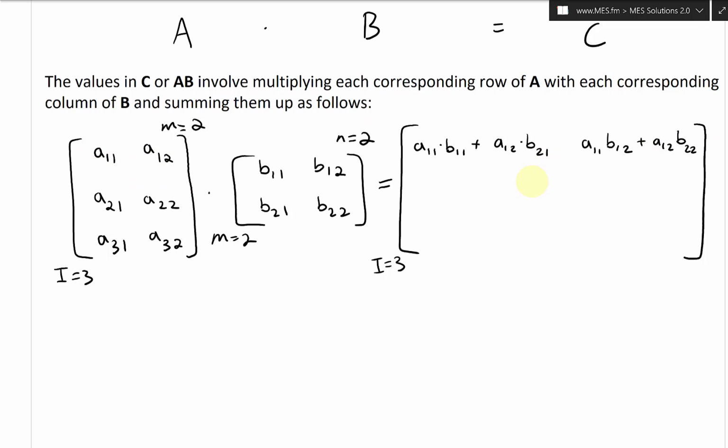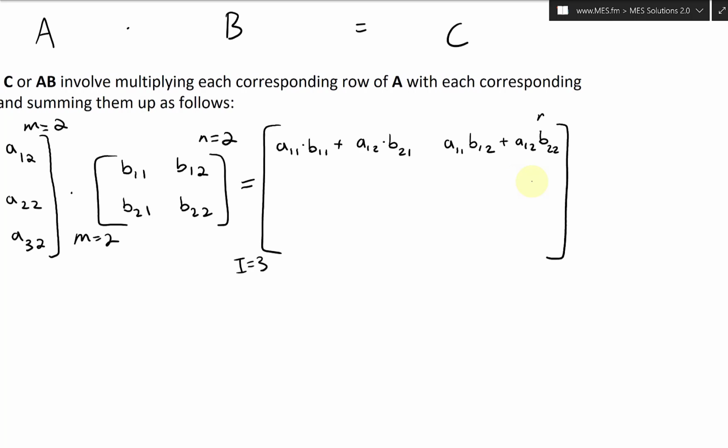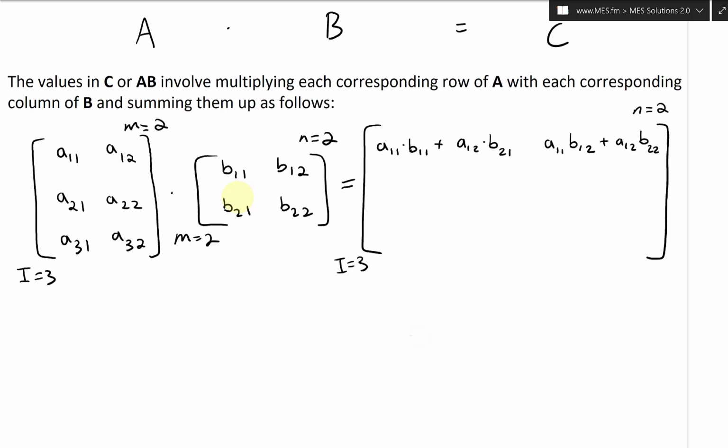And again, I'll put this here. N is equal to 2, so the same as this one here. N is 2, I is 3. This is the number of columns. All right, let's go back here.